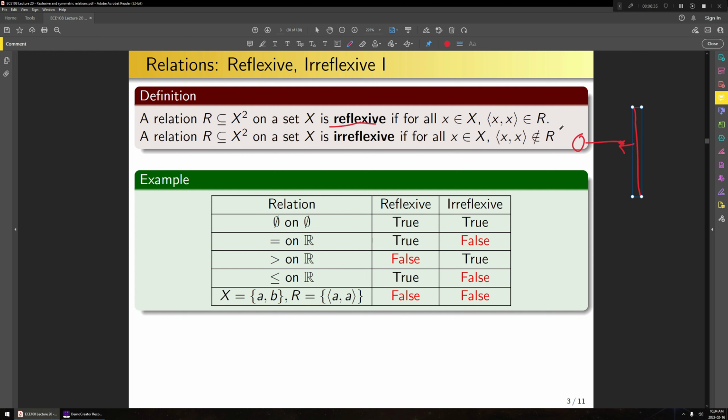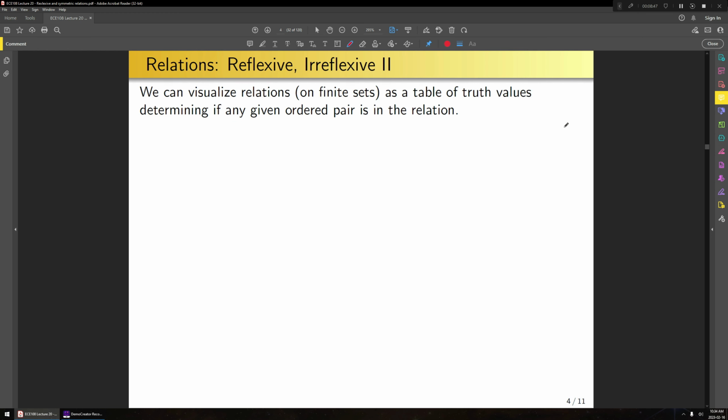Now, again, this visualization is quite useful for certain problems, but if you want to chase something out to prove something's reflexive, then you really do need to break down and do the definitions. So here we go. We can visualize reflections on finite sets. On infinite sets, obviously there's too many things to draw down. It'd have to be an infinite table, right?